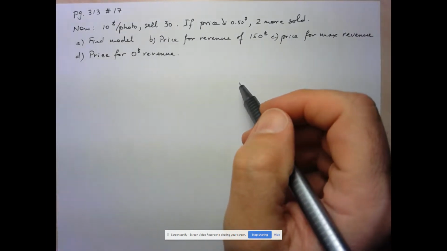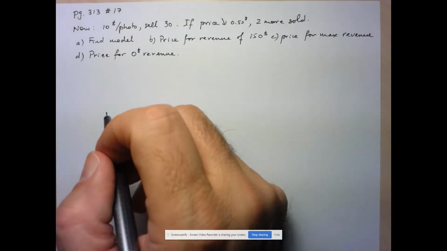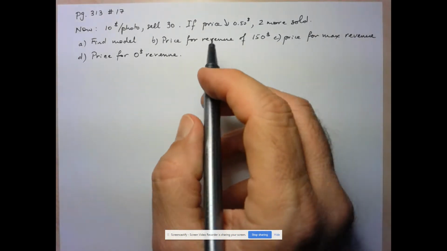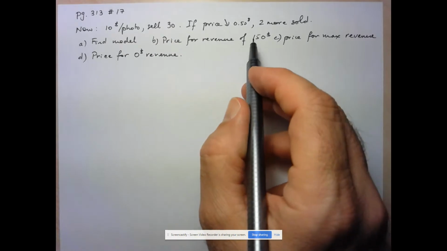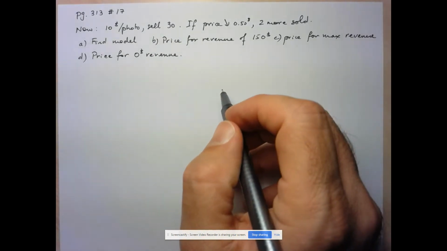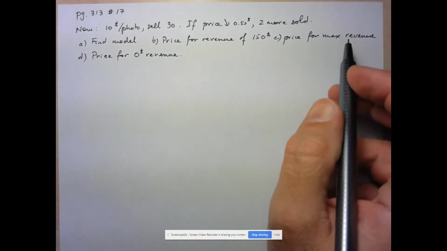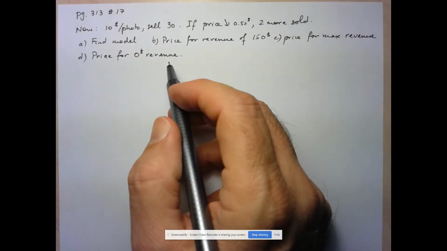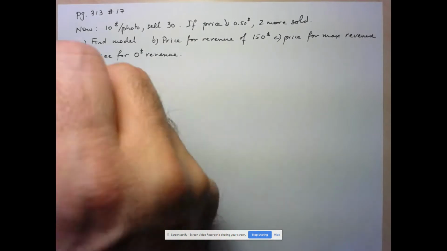All right, so they want us to find a model for the revenue from the sales of this photo, then the price that needs to be charged to make a revenue of $150, and then the price for maximum revenue, and finally what price would they charge that would bring in no money. All right, so let's start with finding a model.